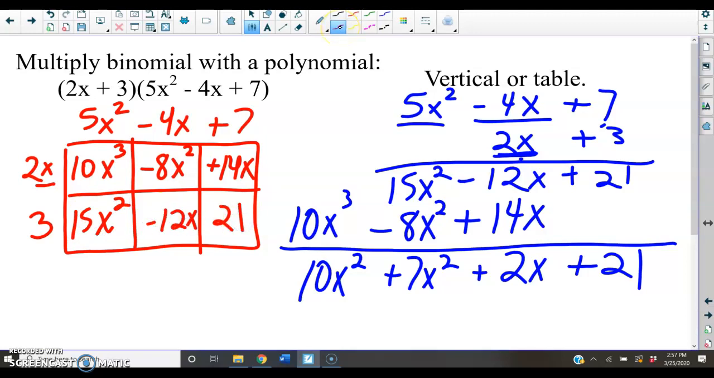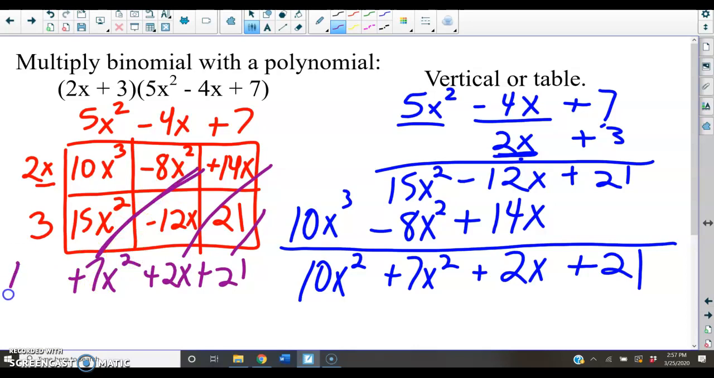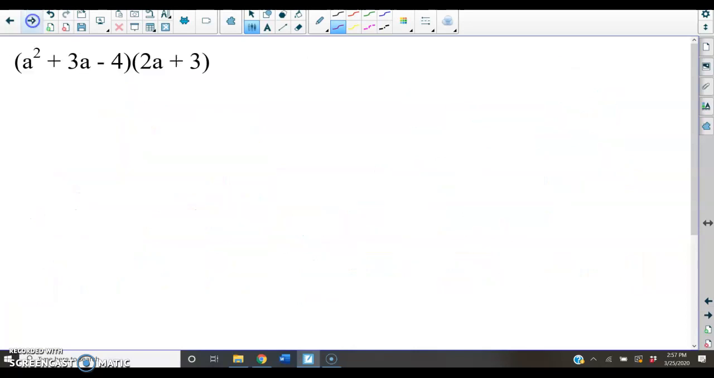Now my lattice multiplication concept here would be 21. This would be positive 2x. I have to put that positive there too. These two would make it positive 7x squared, and my 10x cubed is alone. So I was able to multiply. Notice the answers are exactly the same. Some people like the vertical, some people like the table. You can't say one is better than the other. I'm trying to teach you so that you can choose which way makes more sense to you.